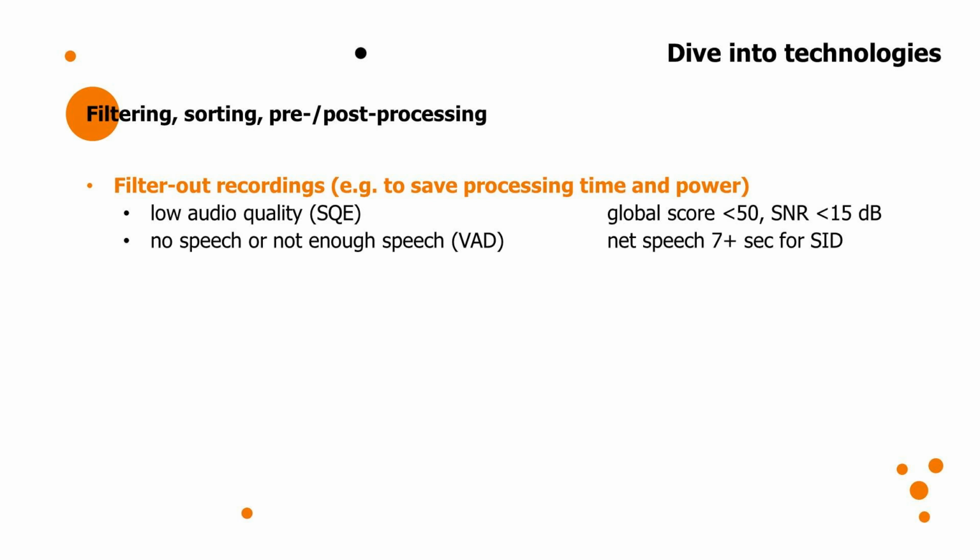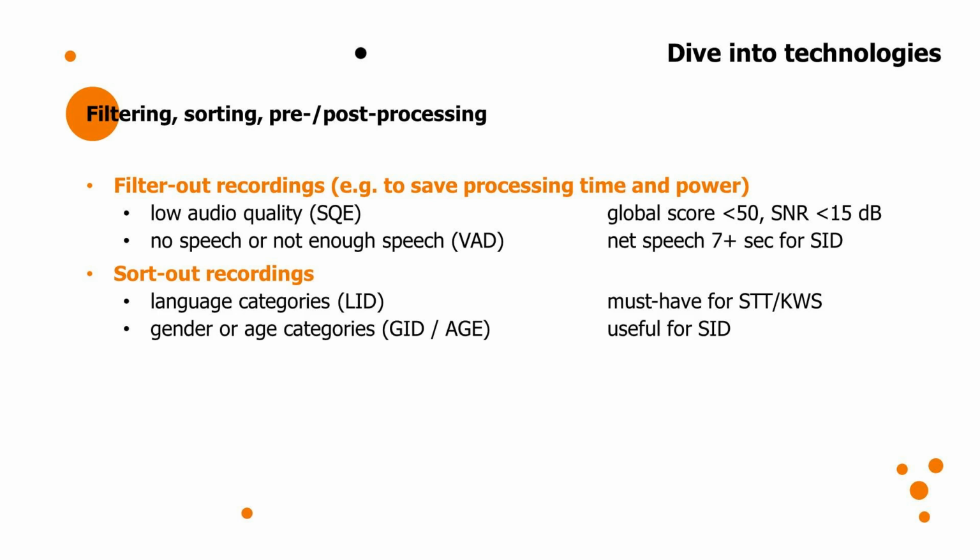It's strongly recommended to start any audio processing flow with checking the audio quality using SQE and the amount of speech using VAD. Typically, recordings having a global score in SQE lower than 50 or signal-to-noise ratio lower than 15 decibels are not suitable for further processing, as the quality would be too bad to get any sensible results. Similarly, recordings reported by VAD to contain less than 7 seconds of net speech are not suitable for processing by SID, as such low amount of speech is not enough for reliable detection.